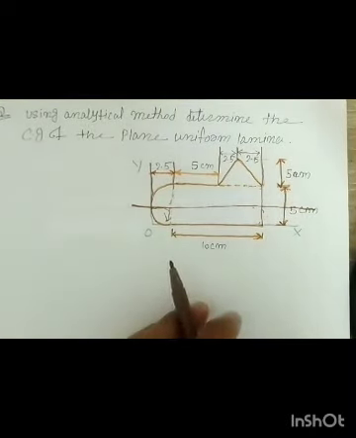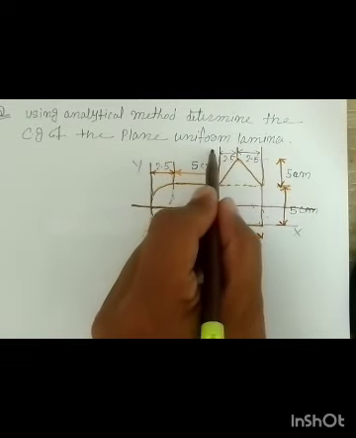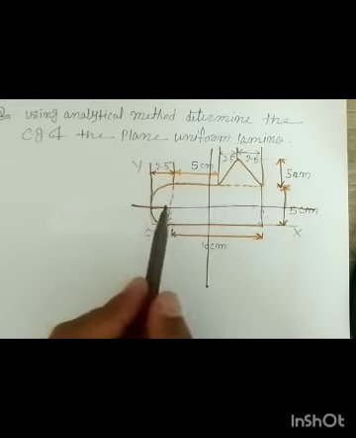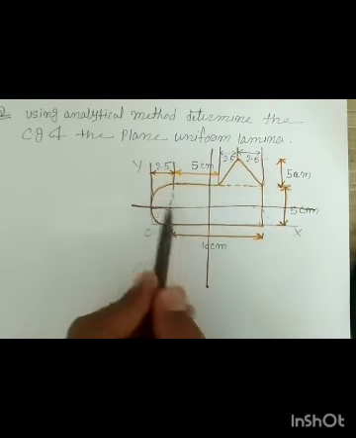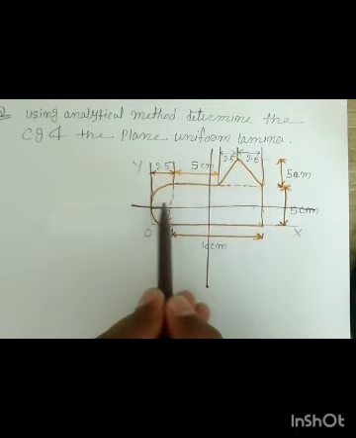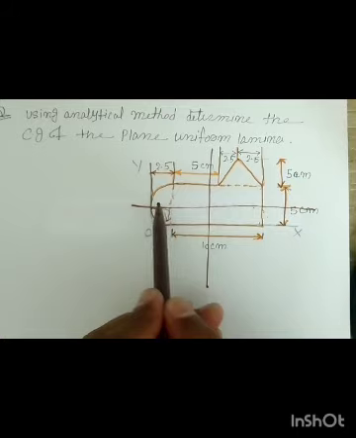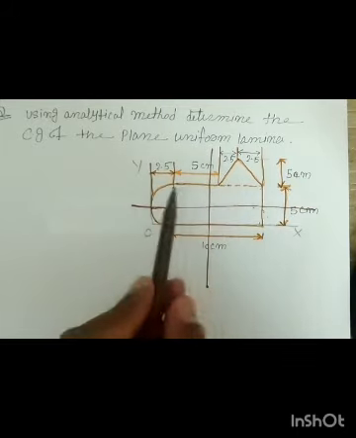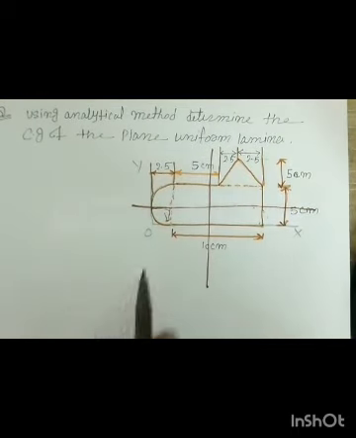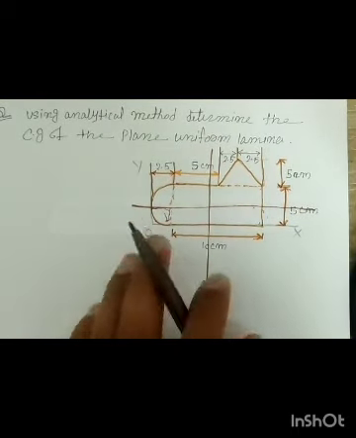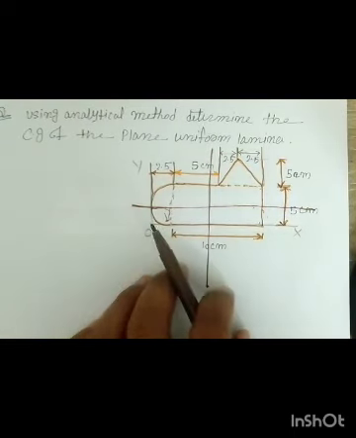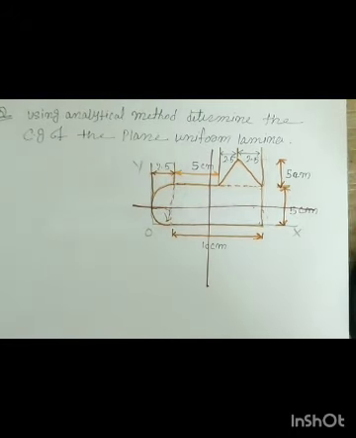Now let's come back to the y axis. For the y axis, we split this into two parts, drawing a vertical axis, and you can see that one side has some portion of the rectangle and semicircle. On the other side you have a rectangle and a triangle. Obviously both parts are geometrically not similar, so the weight will also not be equal, right? So the given section is neither symmetrical about the x axis nor about the y axis. So this section is an unsymmetrical section.